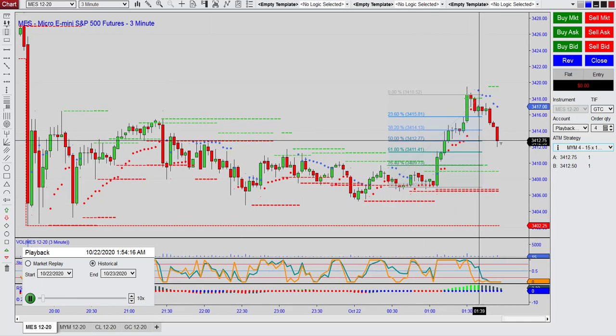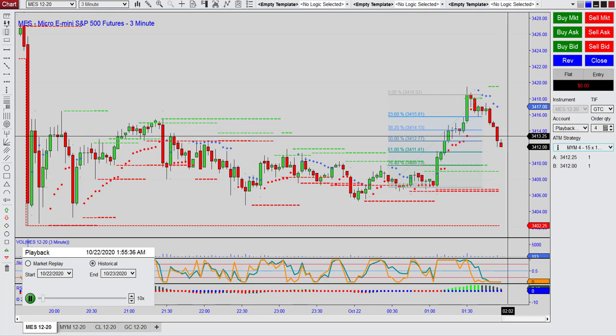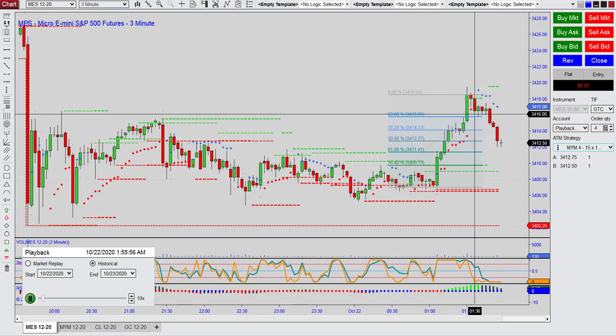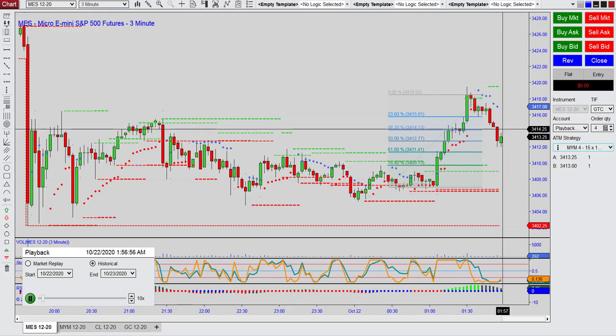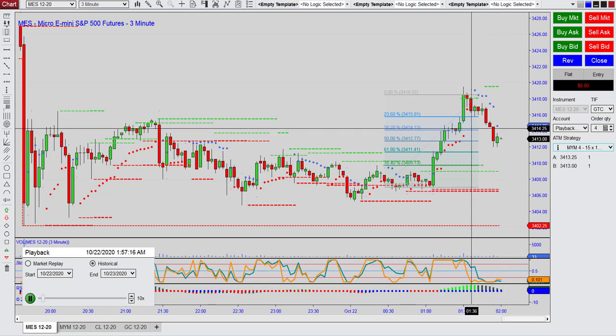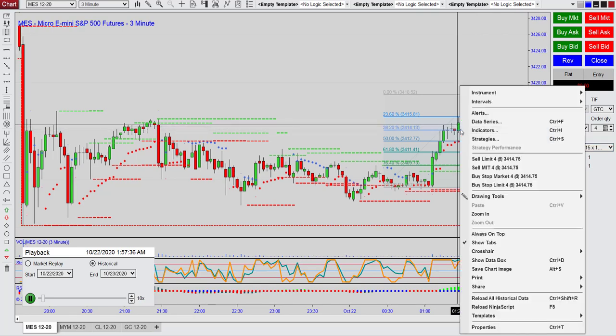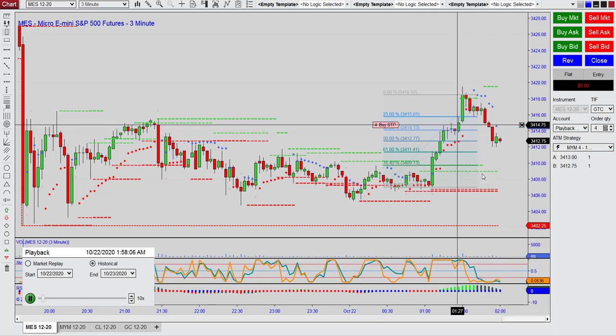So there we've gone through the 50 percentile. We've got pretty close to 0.618. Looking for a bounce here and maybe a long. It'll be in the direction of the trend. And I'd be looking for anything above about 34.15. Order submitted. We'll buy 4 of those on the MES.